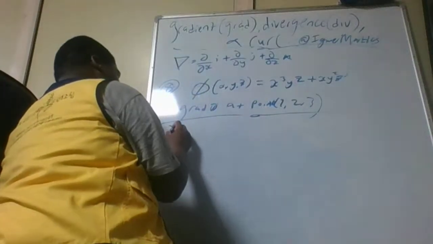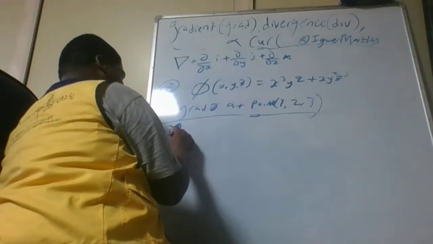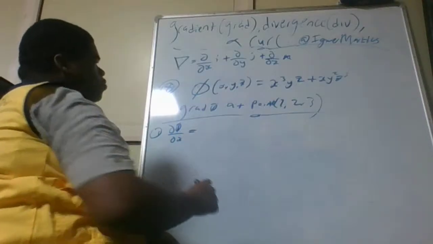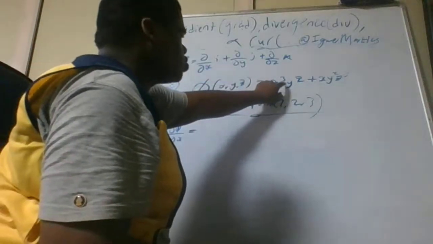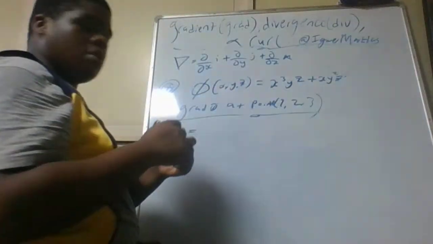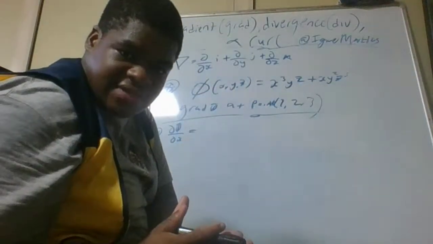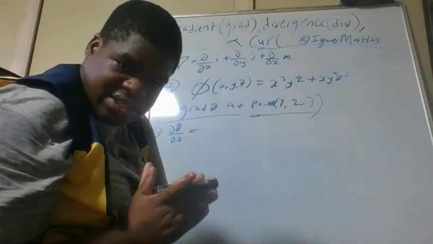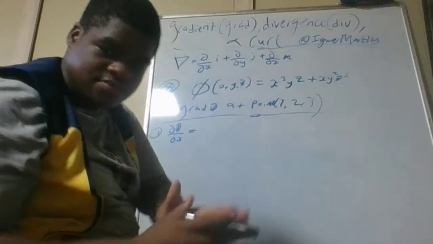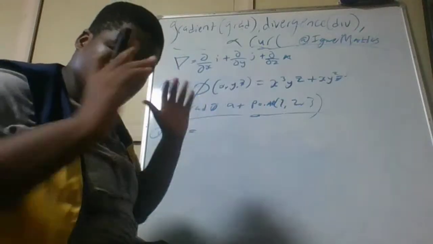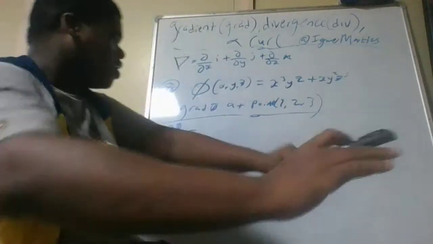So we need to find the partial derivative of 5 with respect to x. The partial derivative of 5 with respect to x is equal to 3x squared yz plus y squared z cubed. When you're finding the partial derivative, the variable they are differentiating with would be the only variable. Every other variable would become a constant.